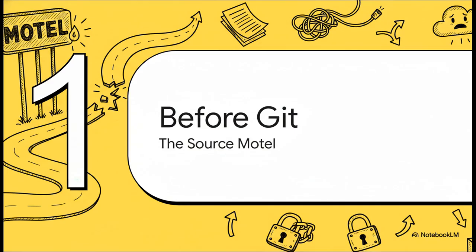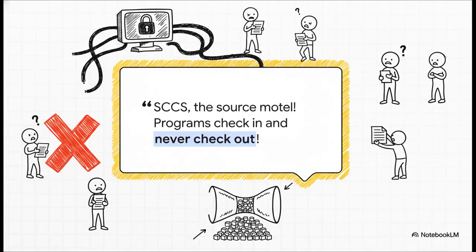So our first stop is what I like to call the source motel. This is a peek into the world of version control before Git came along and, well, changed everything. This quote from Ken Thompson, one of the creators of Unix, is just perfect. It absolutely nails the frustration of the old days. See, early systems were all about locking files. So imagine you need to edit a file, but your coworker has it checked out and is gone for lunch. You are completely, totally blocked. It was a huge bottleneck.